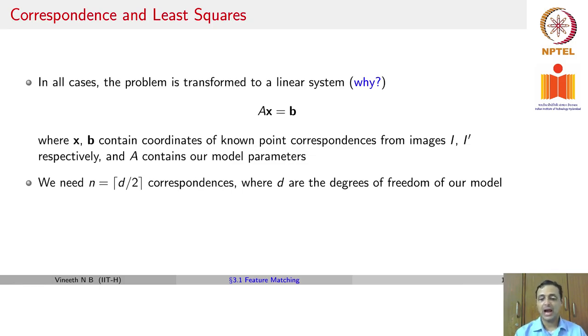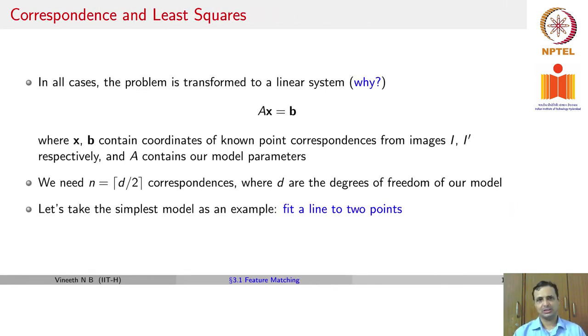Ideally speaking, if we had d degrees of freedom in a given transformation, you ideally need the ceiling of d by 2 correspondences. For example, for translation, 2 degrees of freedom, which means you need only one correspondence. If you have one point in one image and another point in the second image, you can find both tx and ty, because you would know how much you moved in x and how much you moved in y. So for given d degrees of freedom, you need about d by 2 ceiling as the number of correspondences from using your descriptors.